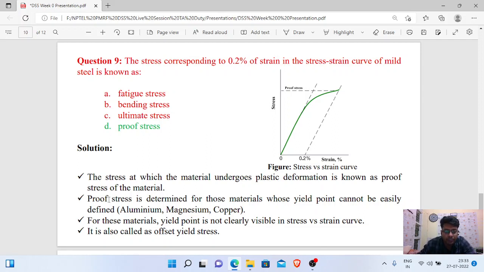So proof stress is determined for those materials whose yield point cannot be easily defined, like aluminium, magnesium, copper. Suppose this is the stress versus strain curve of any of these materials. So how are we going to find out proof stress? For these types of materials, in which yield stress is not clearly visible, we use the term called proof stress. And how do we find this term proof stress?